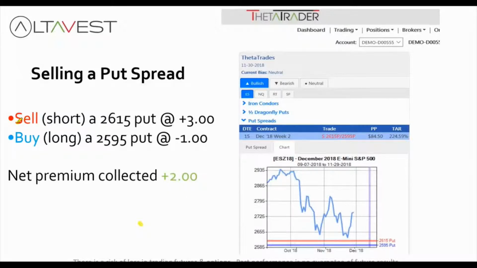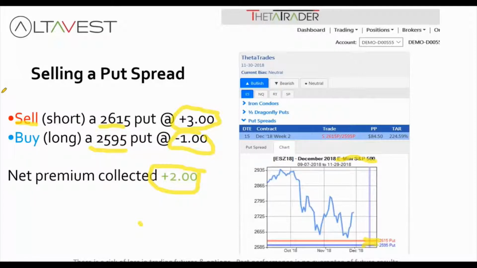All right, so in this case, let's say we sell the 26.15 put and we receive 3 points for selling it. Here's the put we're selling. At the same time, we buy the 25.95 and we pay out 1. So we're buying the 25.95 put below the one we sold. We receive a net premium of 2 points, minus commissions. That is what selling a put spread might look like, in this case on the December E-mini S&P 500.